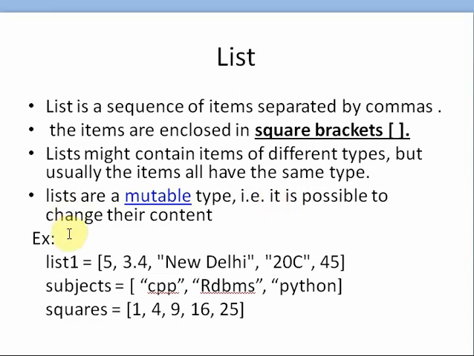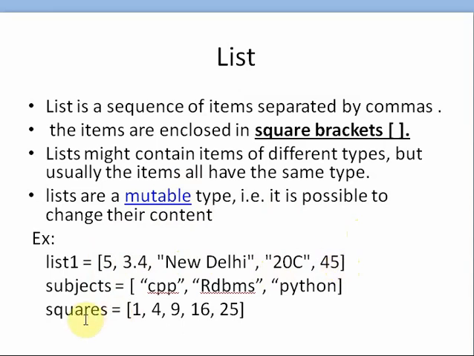For example, how you are going to store a list in a variable. See, list1 equal to square bracket 5 comma 3.4 comma New Delhi comma 20C comma 45, square bracket complete. So you can see these are the atoms which have some sequence. Sequence means this is atom number 0, atom number 1, atom number 2, 3 and 4.